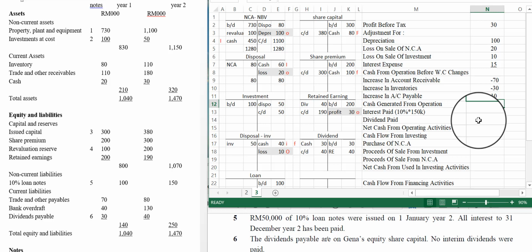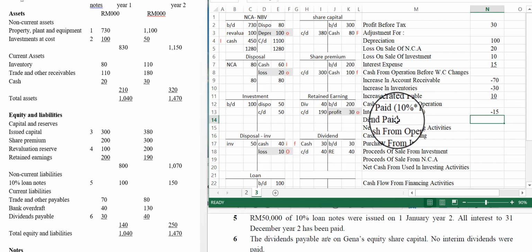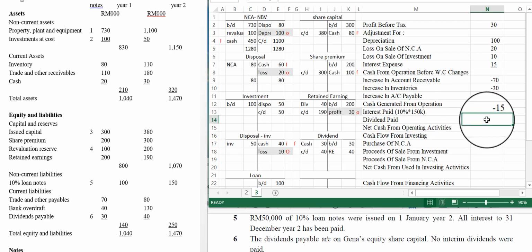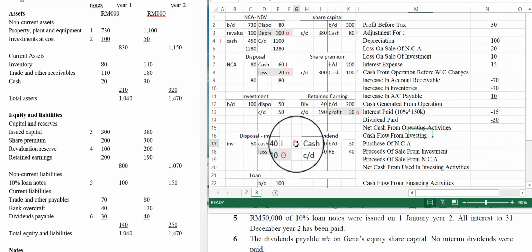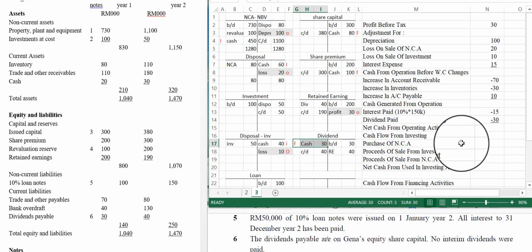Next one, interest paid. Just now we already recorded it, so now you should minus. This is the money that you pay. Dividend paid. It's up to you whether you want to put it under operating or under financing. Both can be accepted. So since I already paid here, I just put in minus 30 dividend paid.